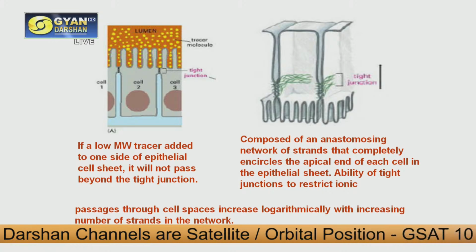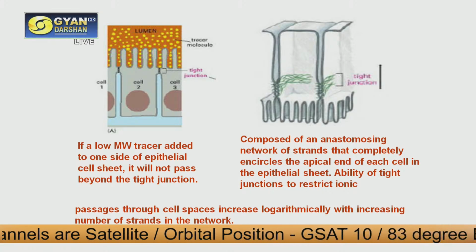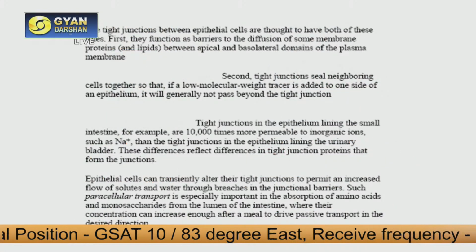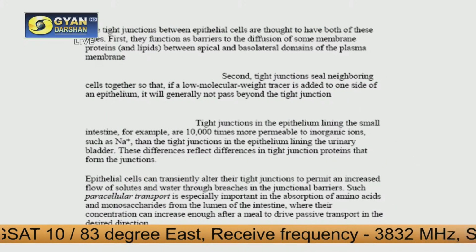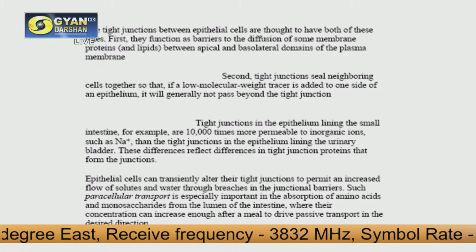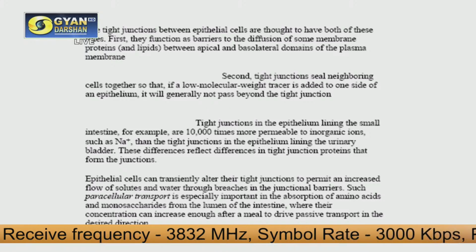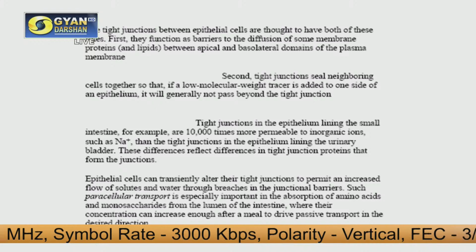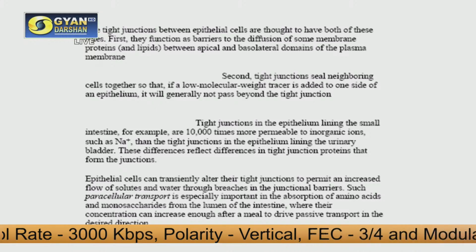So this has been experimentally shown through the addition of the tracer molecule. Now, tight junctions lining the small intestine are 10,000 times more permeable to inorganic ions such as sodium than the tight junctions in the epithelium lining the urinary bladder.